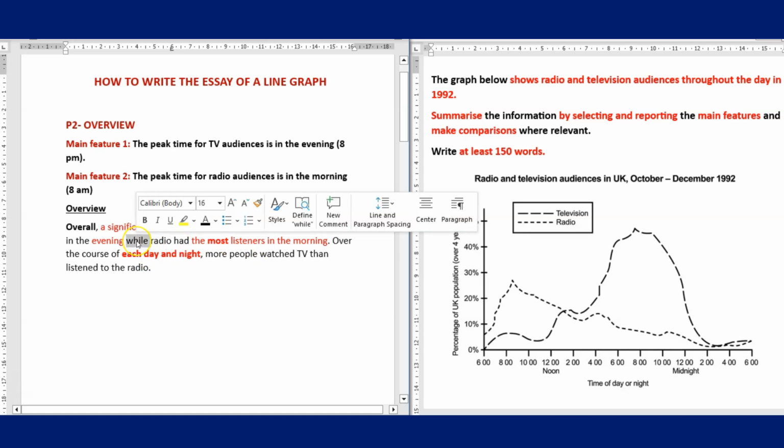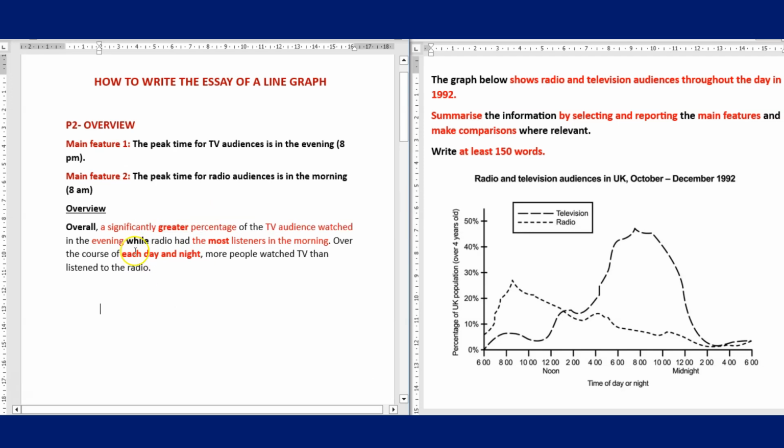Aside from using simple sentences, there have to be compound sentences and complex sentences used. You have to be comparing things as well. So I use the word "while" to compare the TV audience and the radio audience. So, a significantly greater percentage of the TV audience watched in the evening, while radio had most listeners in the morning. Full stop.